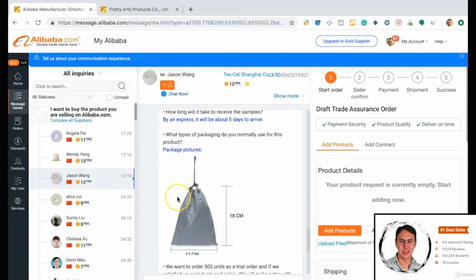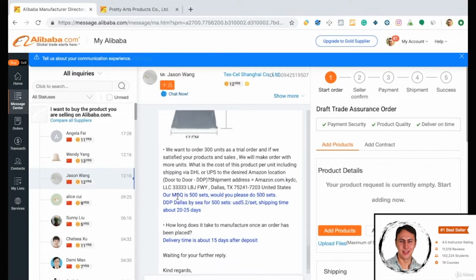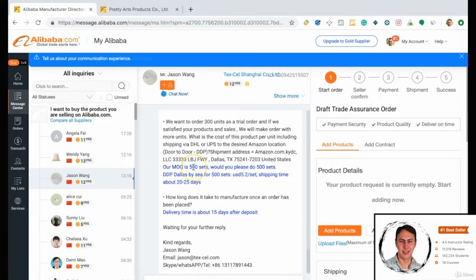They mentioned MOQ, and it must be 500. I already mentioned that term before. The shipping will take 20 to 25 days. The price will be $5.20 each if we order at least 500 units. This price is DDP. It means that from the manufacturer's factory to the Amazon storage, the price is $5.20 and the shipping is 20 to 25 days.